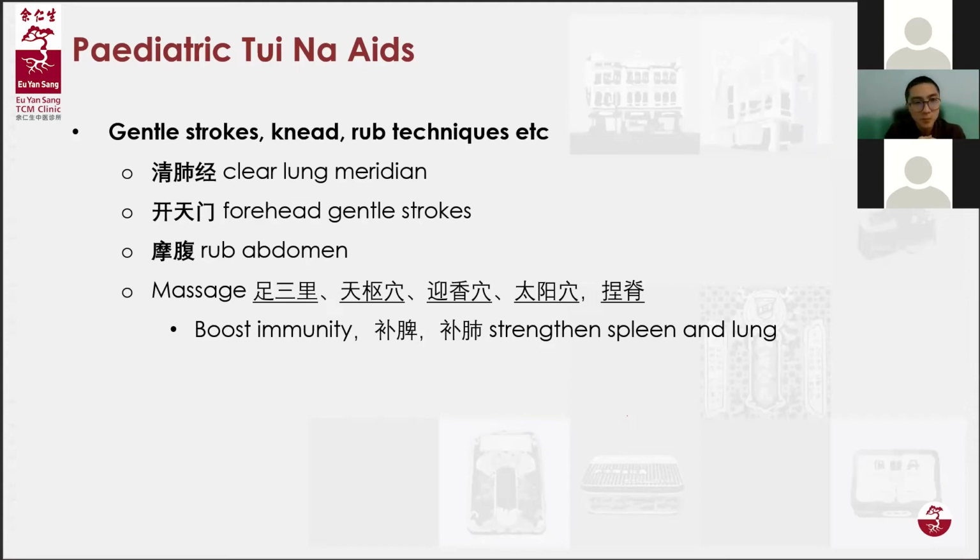Then to booster immunity, we have 补脾补肺. Just now you mentioned already the 肺, right? 肺 is this fourth finger, right? 脾 is this thumb. Again, I mentioned, towards the palm is to booster. Let's move on.